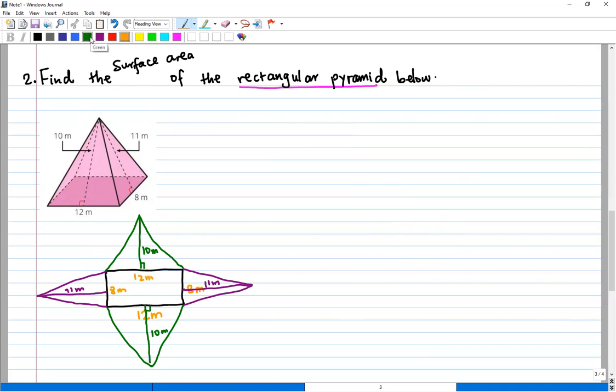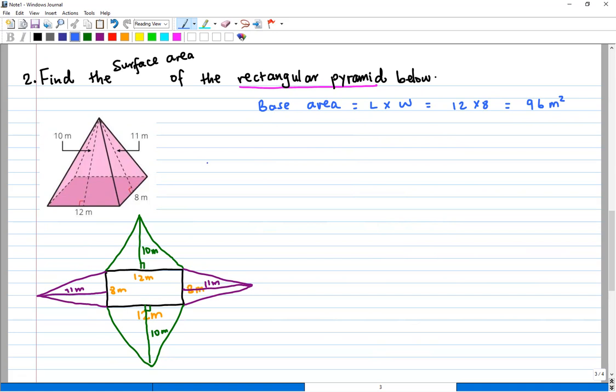Okay, now let's find the base area. The base area will be the area of the rectangle. You know that is the length times width, so it will be 12 times 8, and that will give us 96 square meters. After that, we are going to get the lateral area.